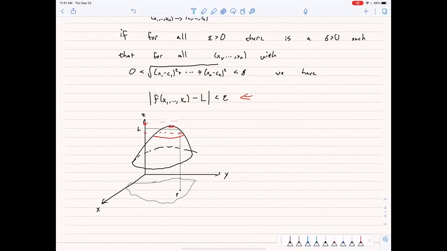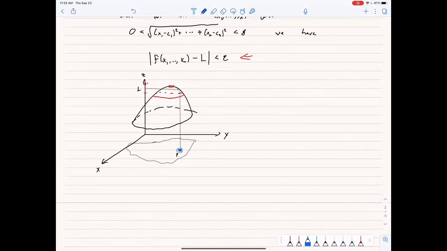Okay? And you want to say that there's some region, some little disk. It doesn't have to be big. You can make it as small as you want, and you can choose this delta as small as you want. But there's some little disk around here so that when you look at the values of all of the points in that disk, you land in that band, in that region. Right? So you land in here.